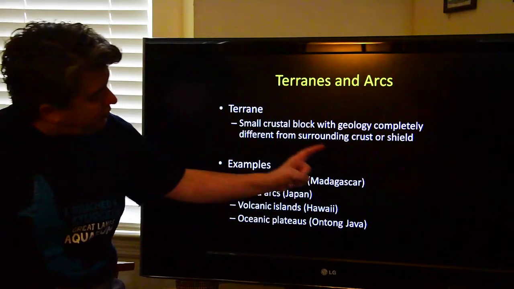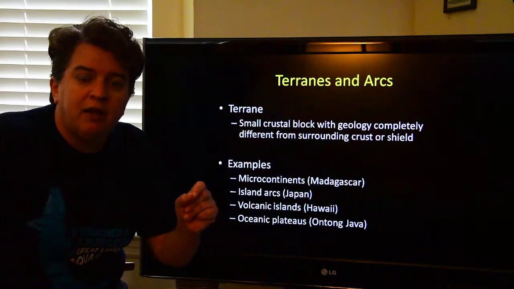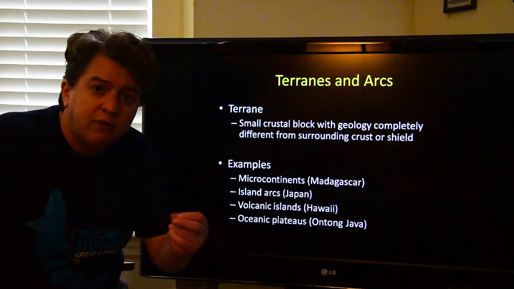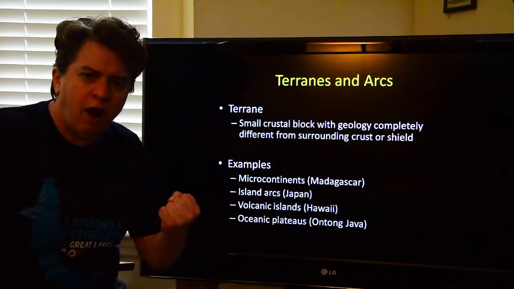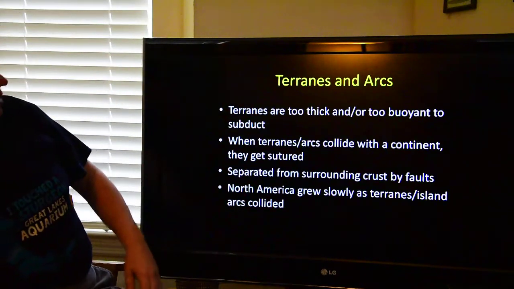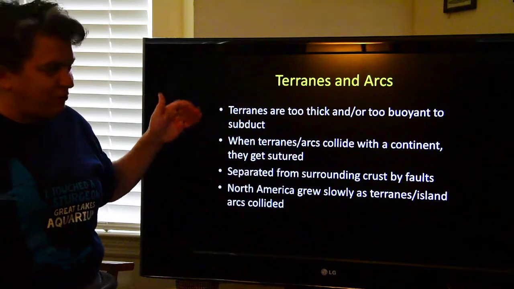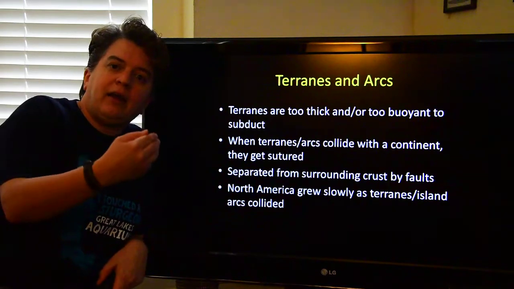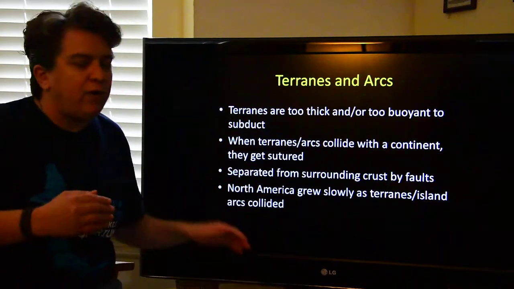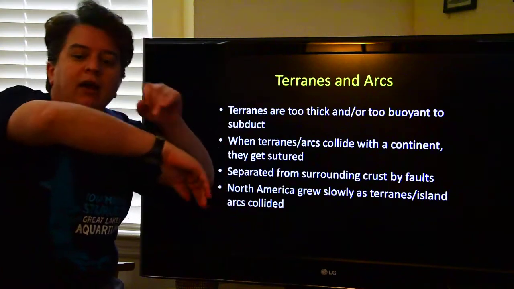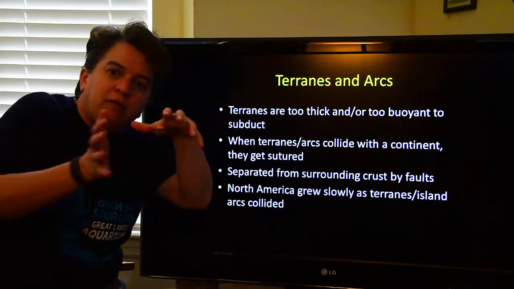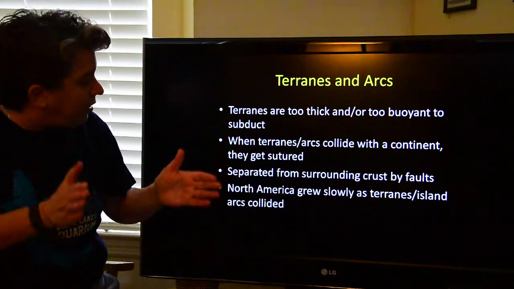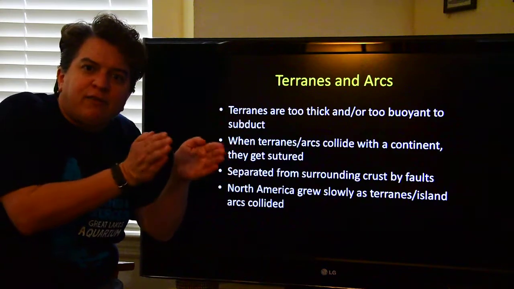And what all of these terrains have in common is they are either too thick or too buoyant to be able to subduct. They're unsubductible. All right, so terrains: too thick, too buoyant to subduct. So when these terrains end up colliding with the continent, imagine we have a subduction zone coming along, and there's a terrain sitting there. It gets carried to the continent and slams up against it. It's too thick or too buoyant to subduct, so it gets added to the continent. It gets sutured on there.